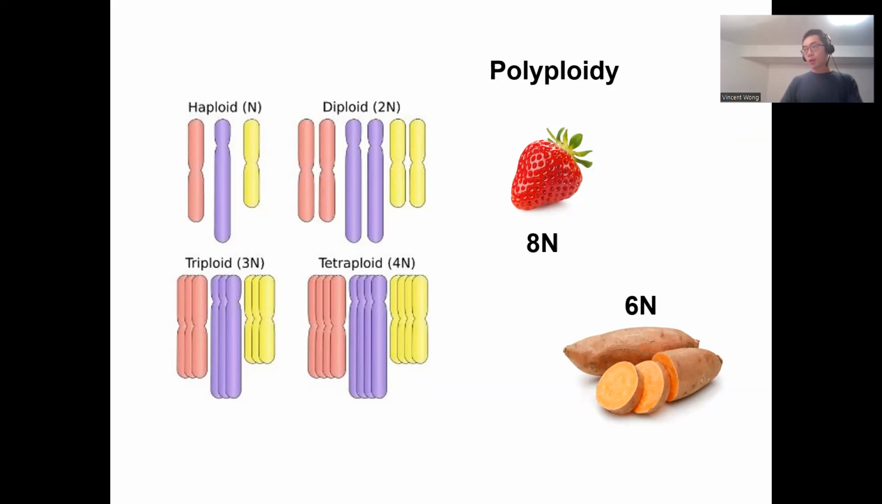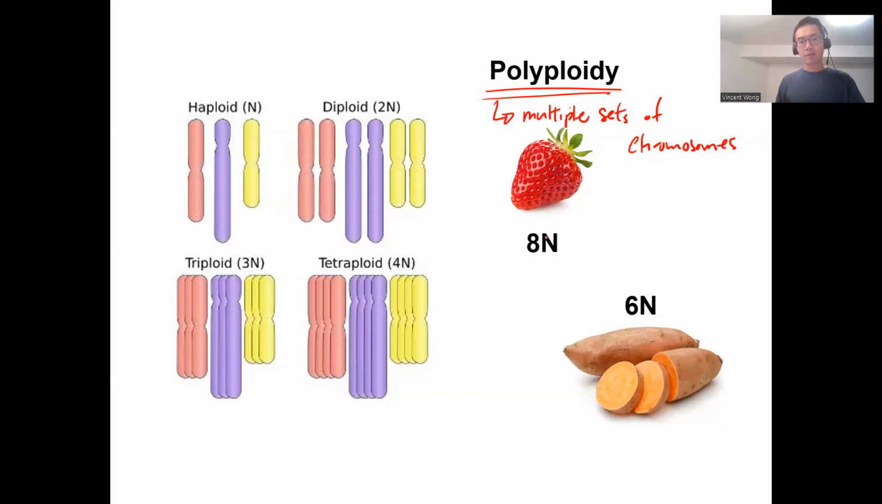Other set numbers are possible. If one set has 3 chromosomes here, a diploid would be 6 chromosomes in total, right? 2 sets. Triploid means 3 sets. So, 3 of each, 3 of red, 3 of purple, and 3 of yellow. And tetraploid would mean 4 sets. Okay? In fruits and plants, polyploidy is common. Right? This is multiple sets of chromosomes.